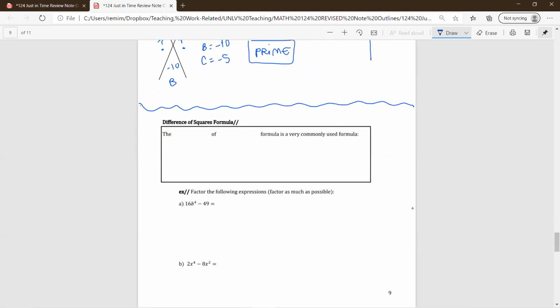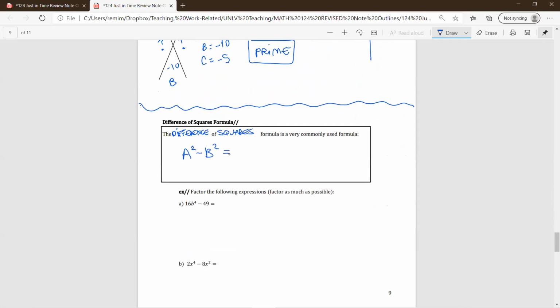Now let's cover a formula that shows up all the time in math. It is the difference of squares formula. So the difference of squares formula is a very commonly used formula, and it looks like this.